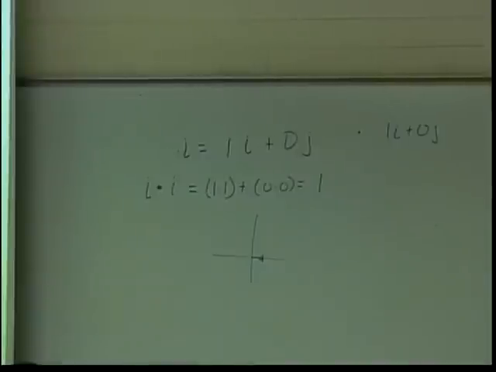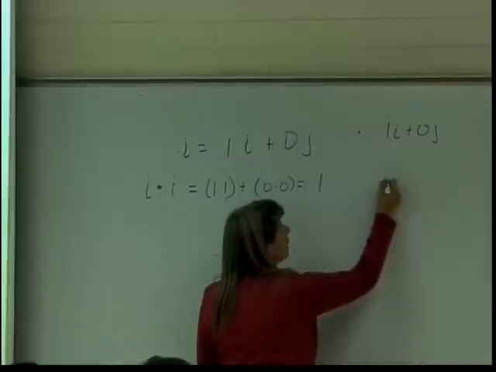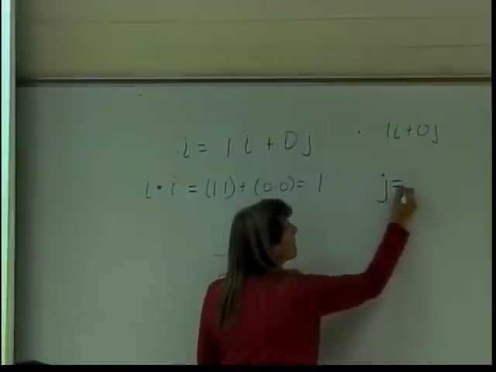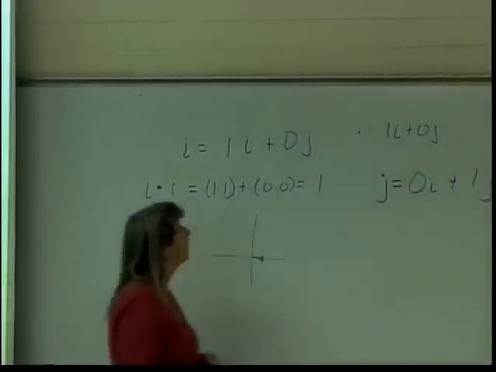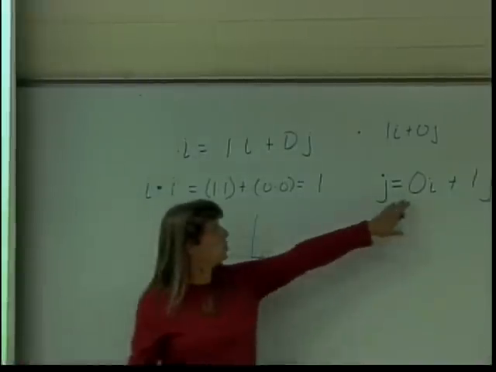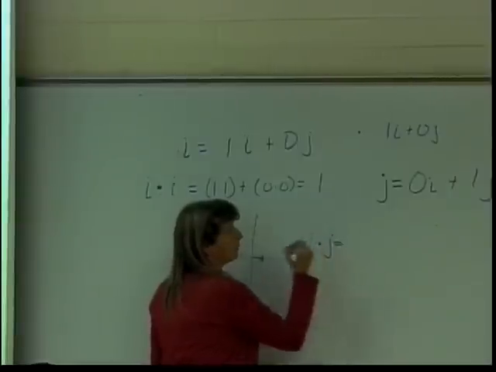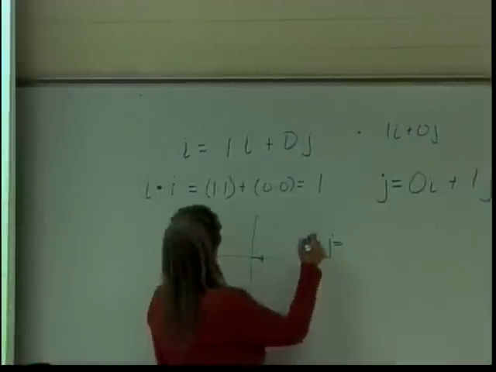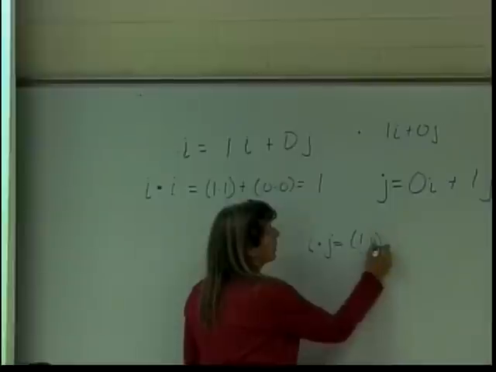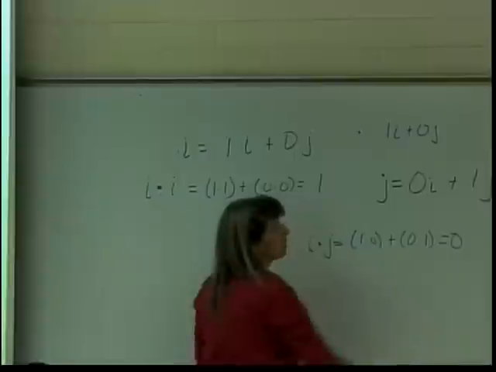What if we do i dot j? Well, what's j? j is shorthand for what? 0i plus 1j. Okay, so we're going to dot i with j. What will we get? 1 times 0 plus 0 times 1, which turns out to be 0.